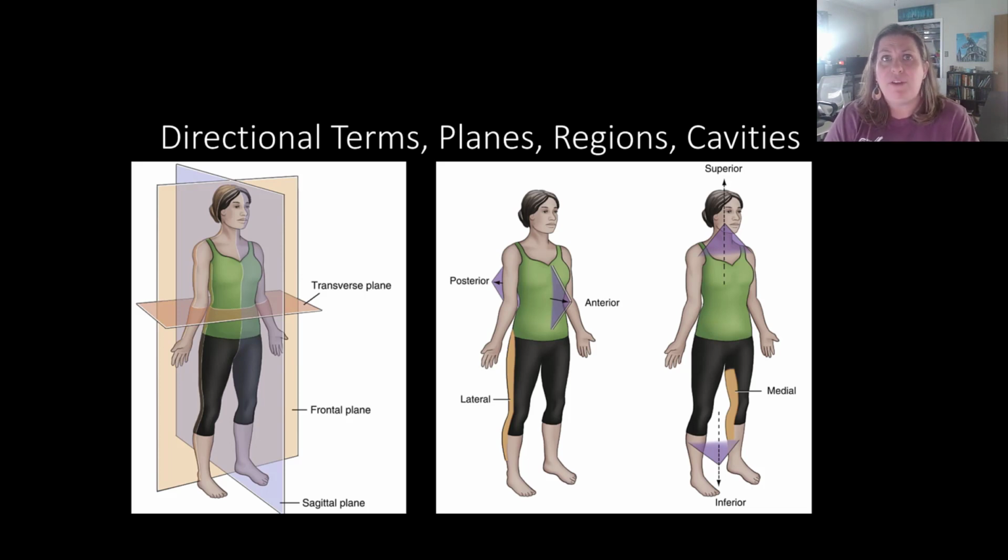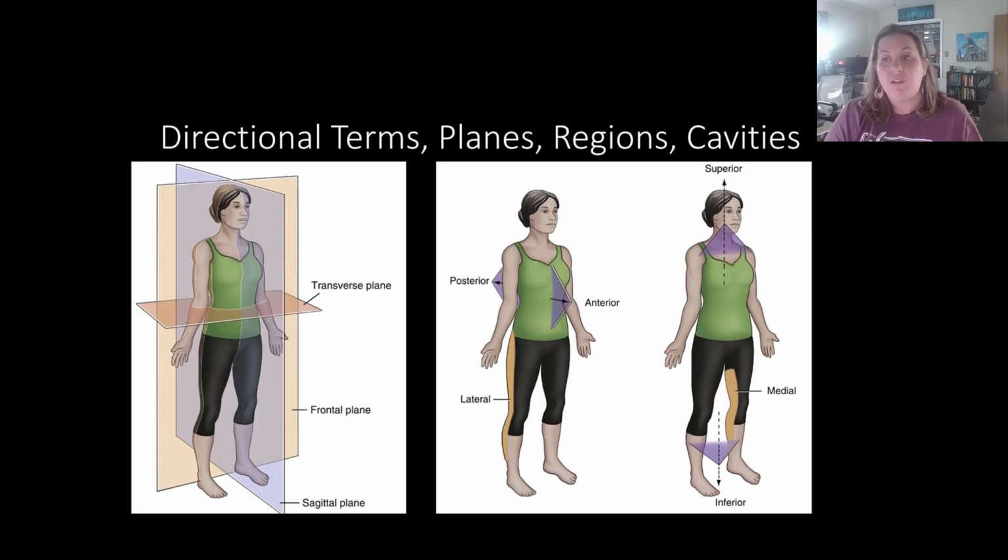So let's talk a little bit about these directional terms, planes, regions, cavities, that sort of thing. This is really a big review from Anatomy 1. Anatomical position is important. Anatomical position is when the person is standing erect, facing you with their palms facing out. The anatomic planes are imaginary surfaces through the body that cut the body in certain ways to give us two different sides. They also help us identify some of the body positions.